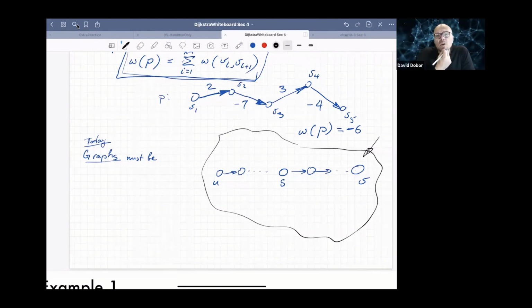When will there be no shortest path between U and V? That's the question. When will the shortest path not exist between U and V? Again, the length of the path is defined as the sum of edge costs.